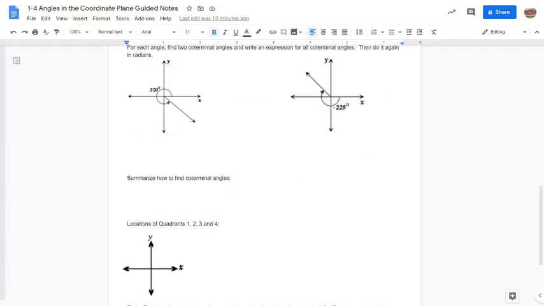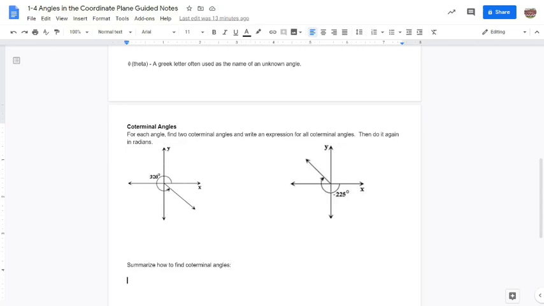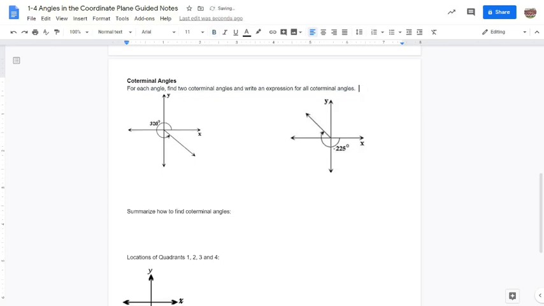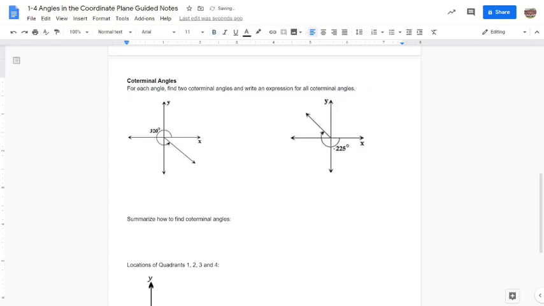Okay. So coterminal angles share terminal sides. So what I'd like you to do is, I'm going to delete this part because we didn't learn about radians yet, but if you did, you can certainly do that part. Anyway, I'm rambling. So for each angle, find two coterminal angles and write an expression for all coterminal angles. So if you want to try this on your own, go for it. If you want to see the first example and then try the second one on your own, go for it, but just pause when you feel it's appropriate.